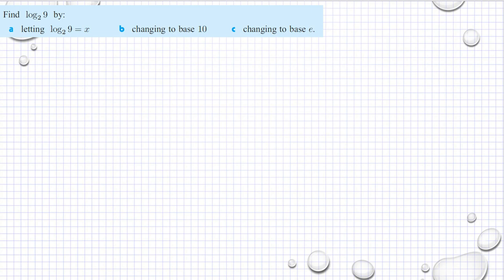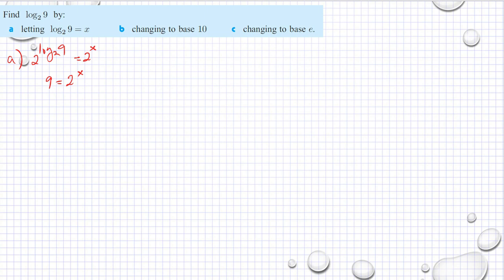It says find logarithm of 9 with the base 2 by letting logarithm of 9 with the base 2 is equal to x. If we look at a, we have base 2, logarithm of 9 with the base 2 is equal to 2 raised to x. Then this is now 9 is equal to 2 raised to x. I hope you understand that.